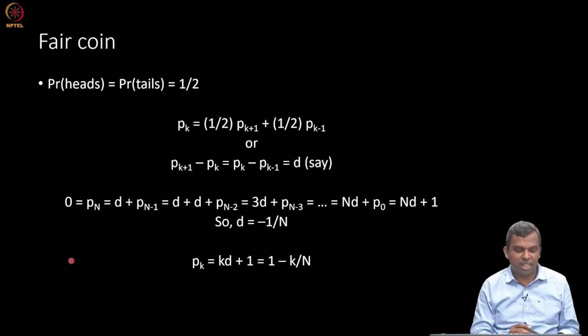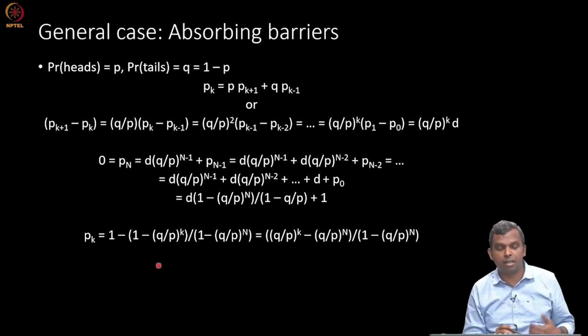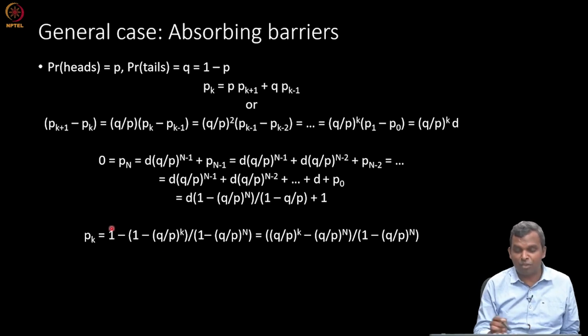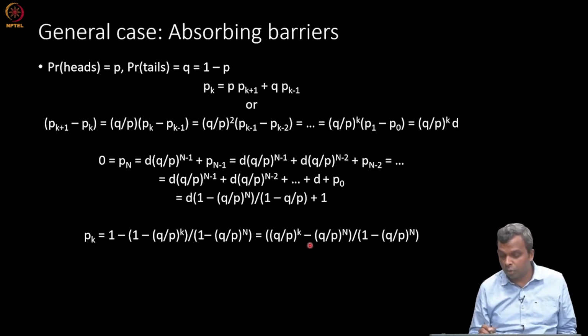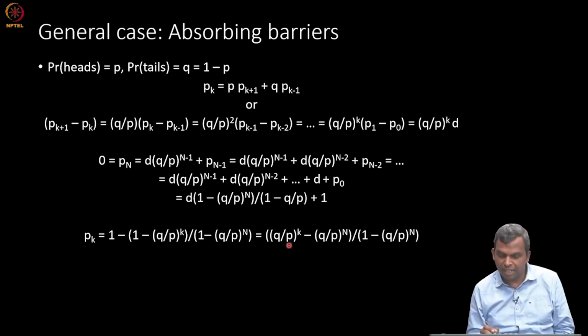There's always an advantage to the casino. So supposing in the general case you say the probability of heads is p and the probability of tails is q. Notice the final answer P_k after you solve all these things works out to something like this. I'll quickly walk you through the derivation later on, but the final answer is also equally important.